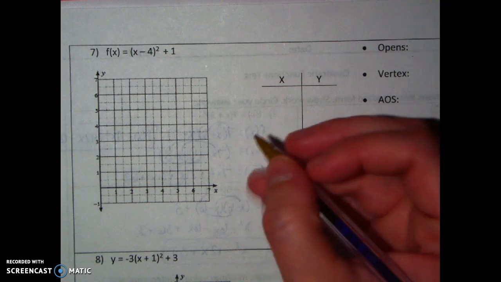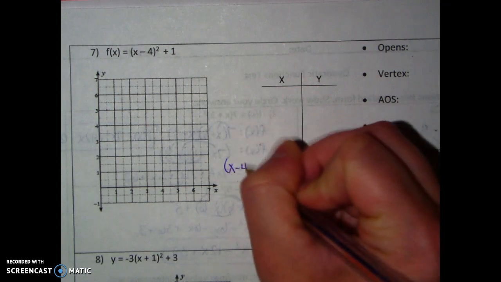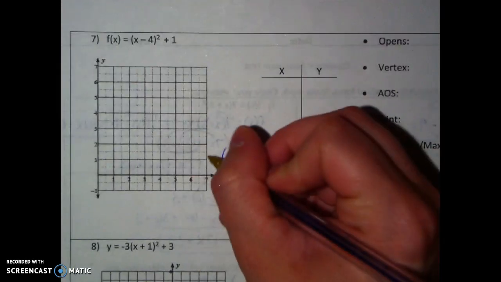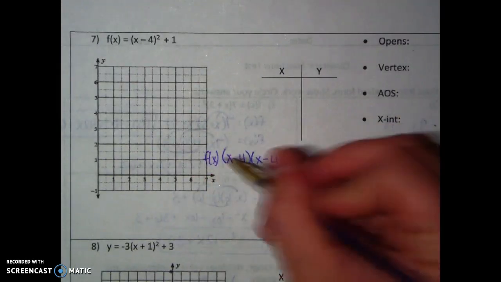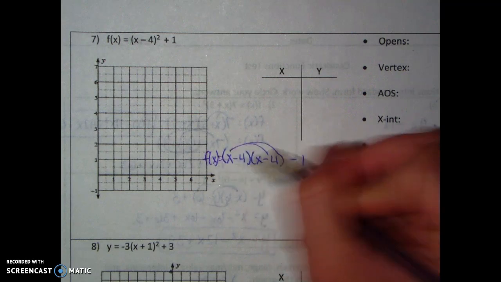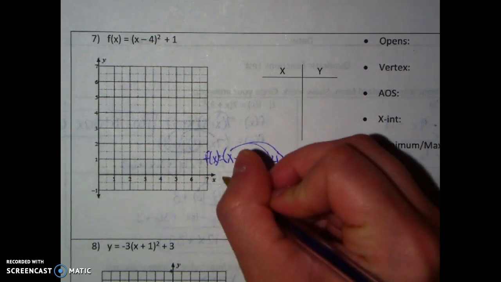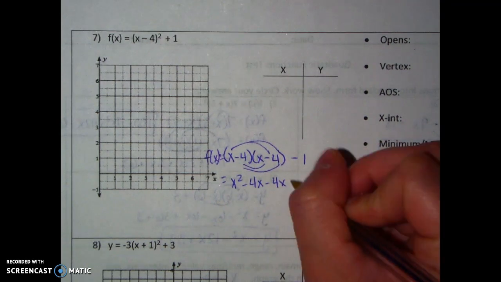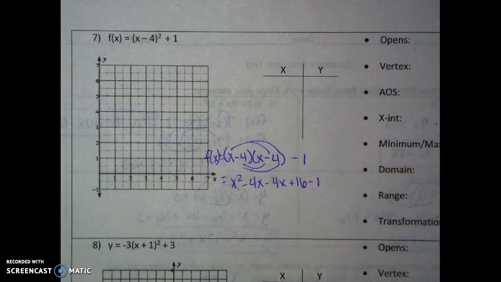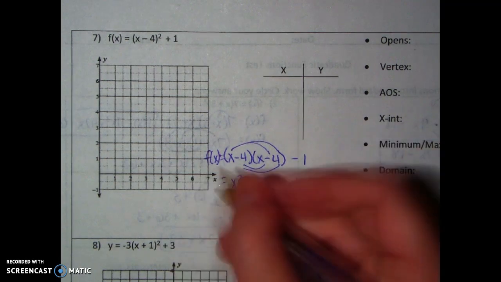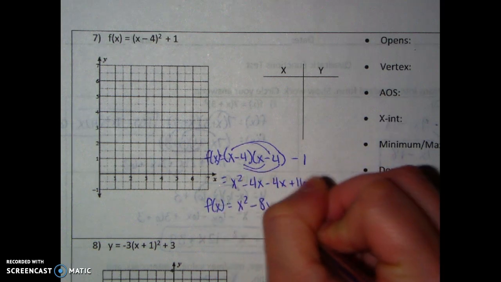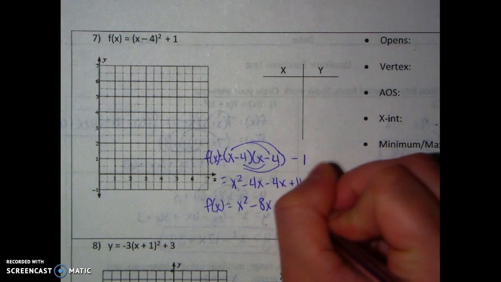So, I'm going to do it down here, I guess. x minus 4, x minus 4, minus 1. So if I multiply these out, I get x squared minus 4x minus 4x plus 16 minus 1. And then combine like terms, so f of x equals x squared minus 8x plus 15.